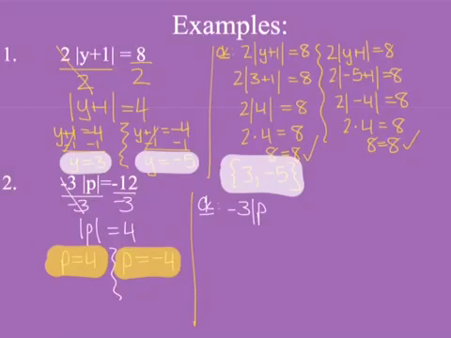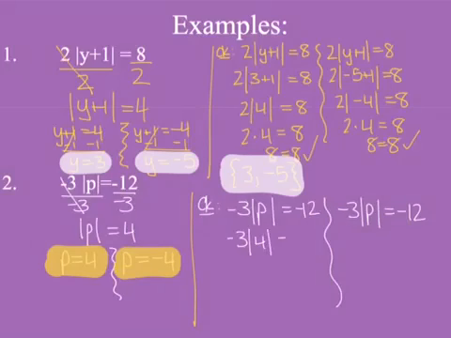-3 times the absolute value of P is equal to -12. First time I'm plugging in 4. The absolute value of +4 is +4, so -3 times 4 is equal to -12, and -12 is equal to -12. Checks out.